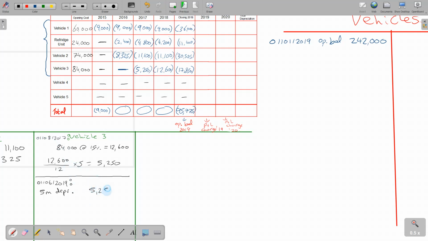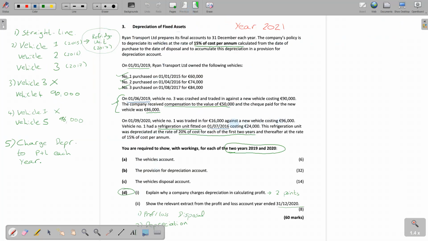So again, that much depreciation we use in 2019 for vehicle number 3. Perfect. 5,250, there'll be no depreciation here. So the total depreciation that was accumulated on vehicle 3 is that plus that plus that plus that, which is 40,950. Perfect. Now we bought a new vehicle costing 96,000.